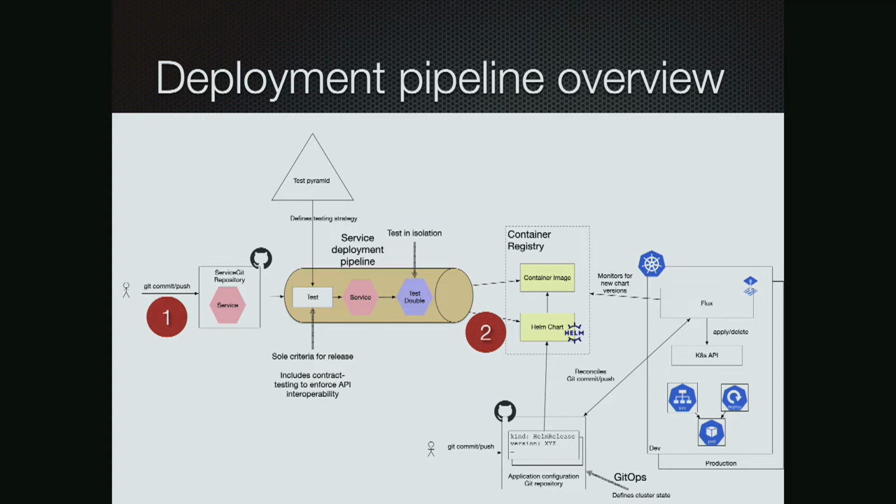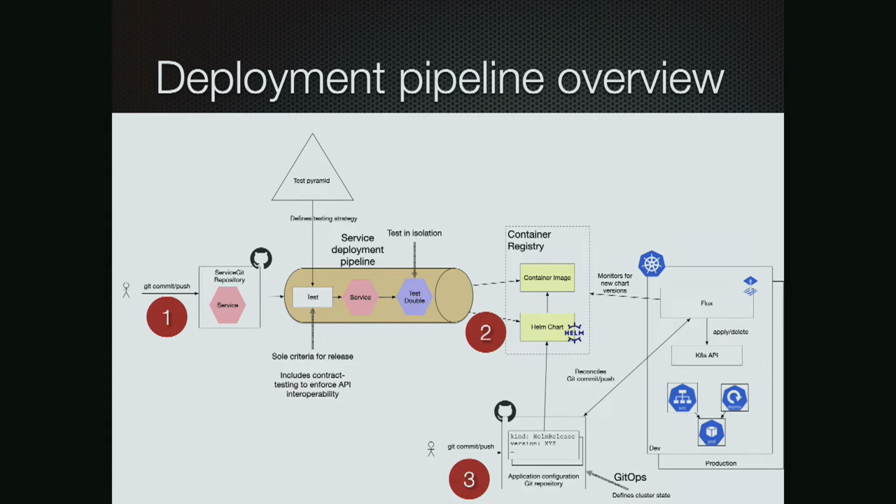So at this point, we've built and tested the service, packaged it as a container image, and then published that image along with a Helm chart, which is a bunch of Kubernetes template files, into a repository. And then, in theory, in order to deploy that new version, there's actually another repository that defines what is deployed in production.